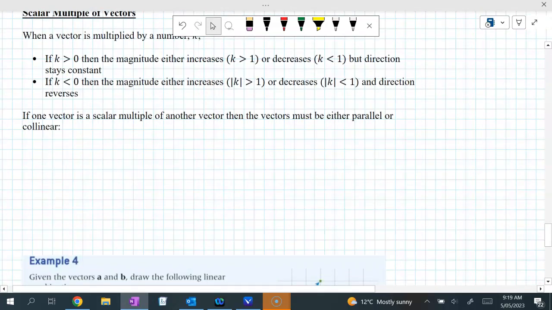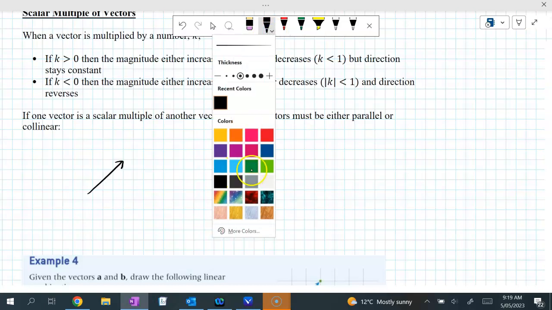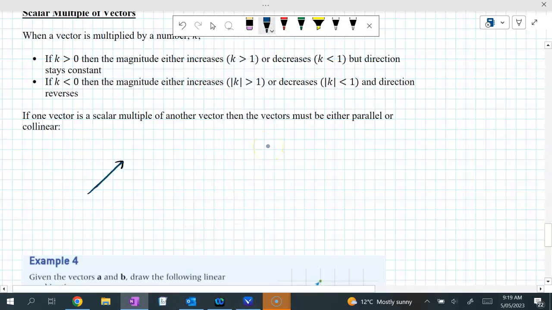So if one vector is a scalar multiple of another, then the vectors must either be parallel or collinear. So if I have a vector that looks like that, and I've got another vector which is double its size, well, potentially we may be able to draw it over the top. So same direction, but double the size, or it could be in a different position, like that. And so we can see that the green is parallel with both the black and the blue. But if it's the black and the blue, well, the points on those, or the vectors, are lying along the same line.